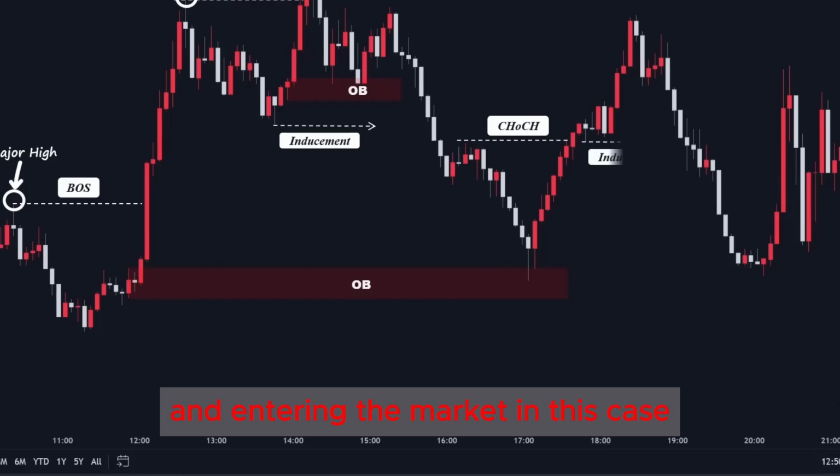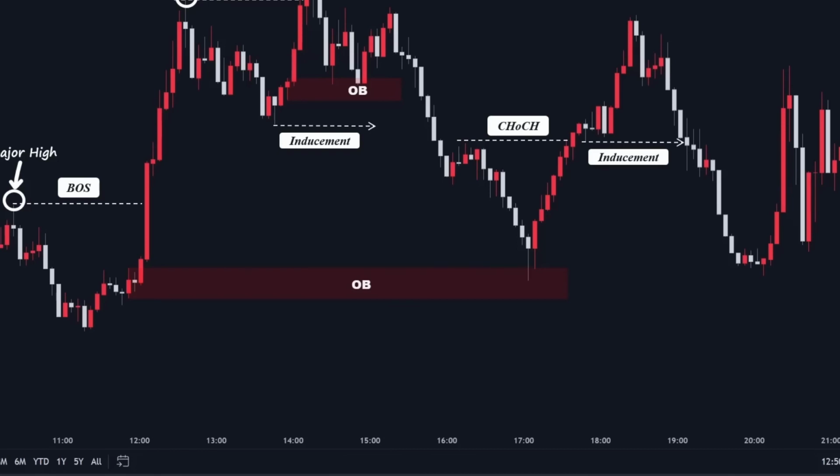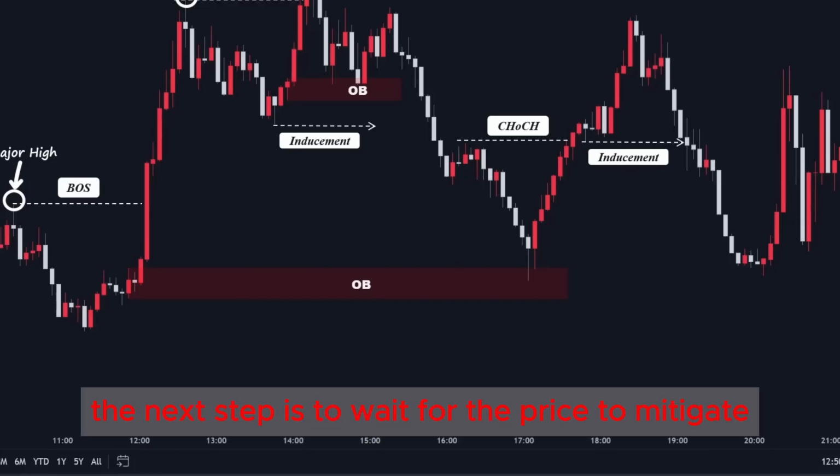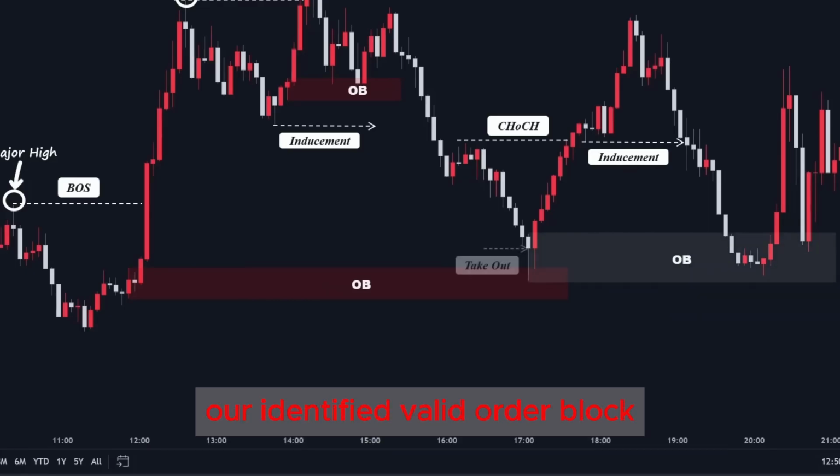In this case, this candle's low represents the most recent internal level that the price has formed in its upward path. So, once the market has taken out the inducement, the next step is to wait for the price to mitigate our identified valid order block.